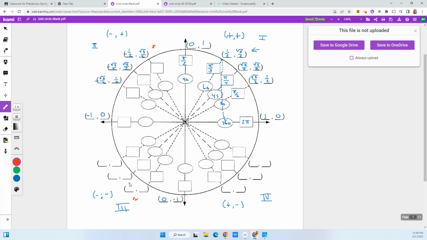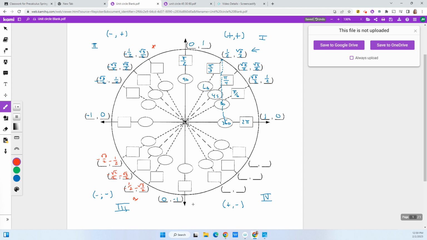So this would be our 1/2, radical 3 over 2. This would be, notice our 45s are always radical 2 over 2 for both the X and the Y. And then this would be radical 3 over 2, 1/2. The difference is because everything in quadrant 3 is negative, this would be negative, this would be negative, negative, negative, negative. Make some sense?